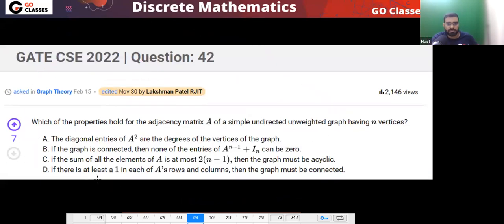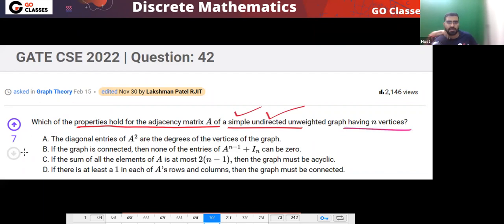Okay, so let's see this one. So tell me the answer. Which of the following properties hold for adjacency matrix A for a simple undirected graph? You have a simple undirected graph having n vertices. So the question is saying the diagonal entries of A square are the degrees of vertices.